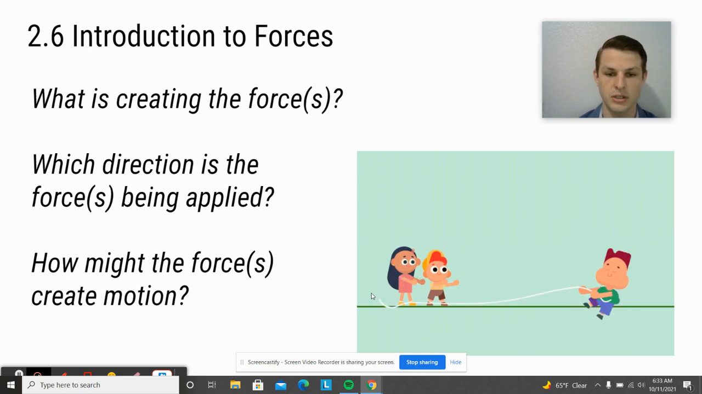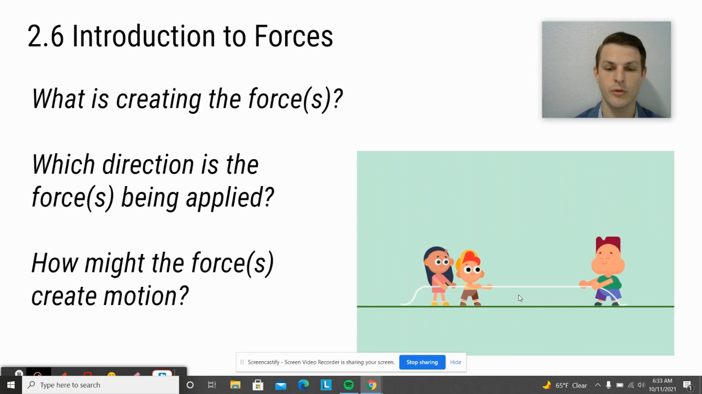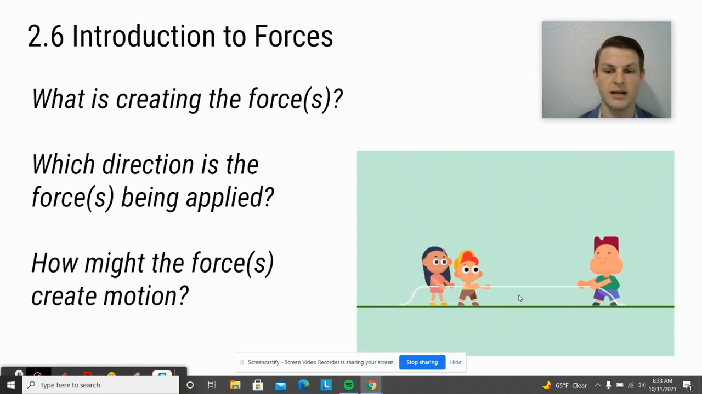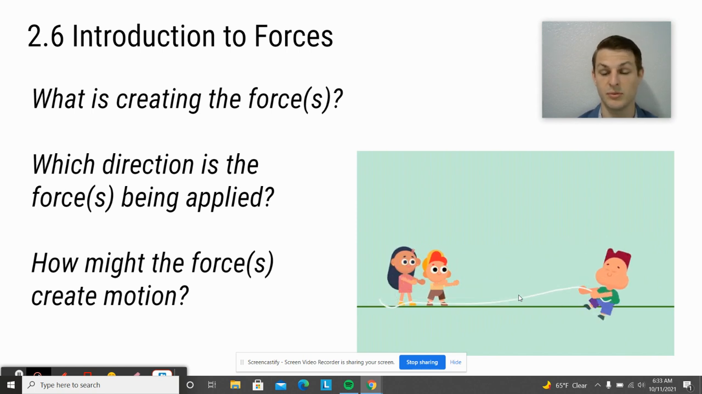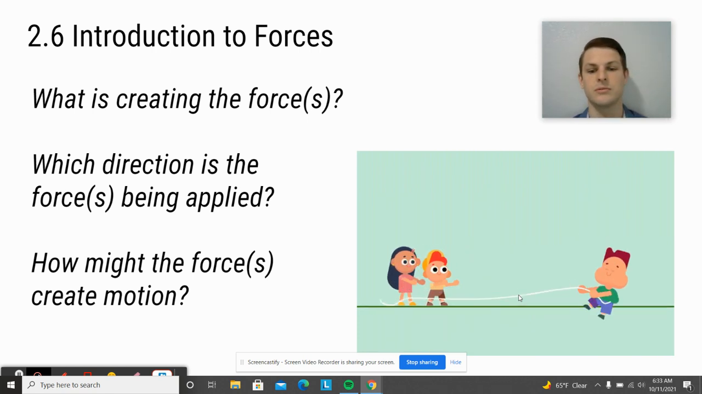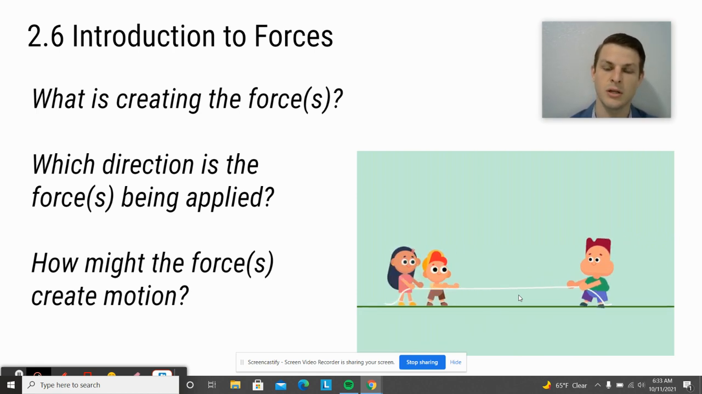Well, if we were to look at these two groups of people, we would see that they're both creating a pulling force on one another, and it's being applied in the direction that the rope is being pulled to. So the guy on the right is pulling the rope to the right, and the two kids on the left are pulling the rope to the left. How does the force create motion?